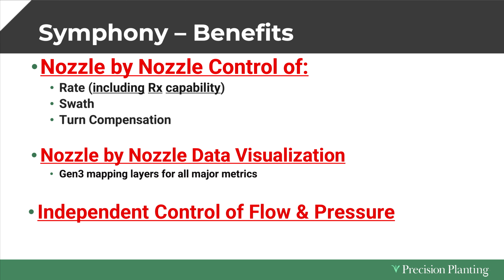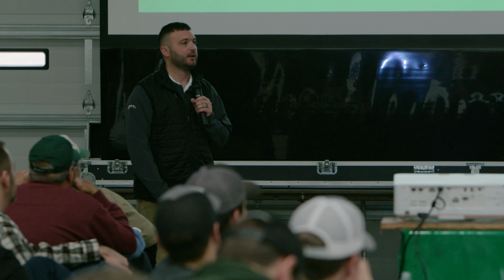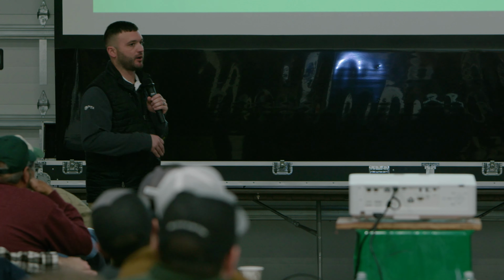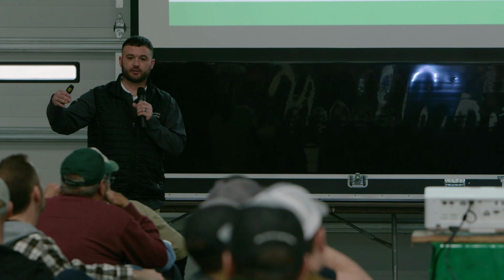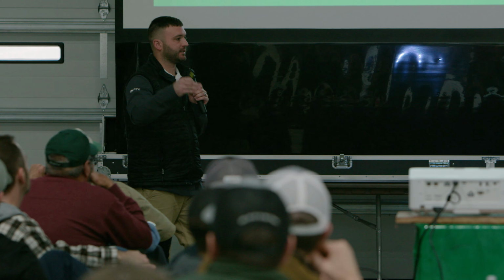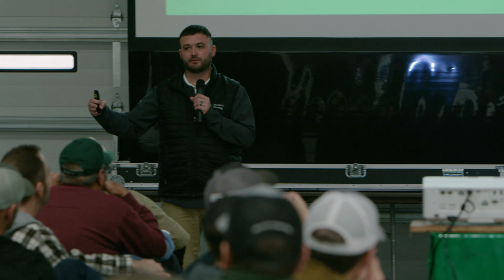Precision Planting came out with Panorama. I think it came out of beta last year. So you would be able to actually visualize your map data from using Symphony and overlay it with your planting acres. And that way you can line up your planting acres with your sprayed acres.